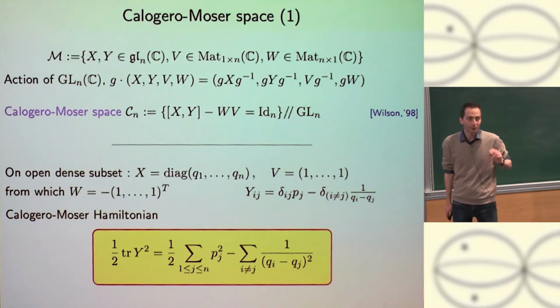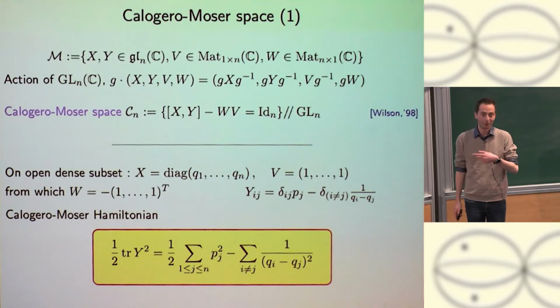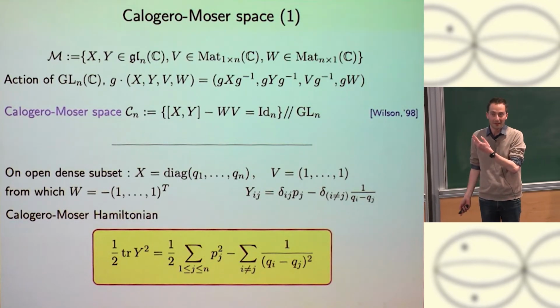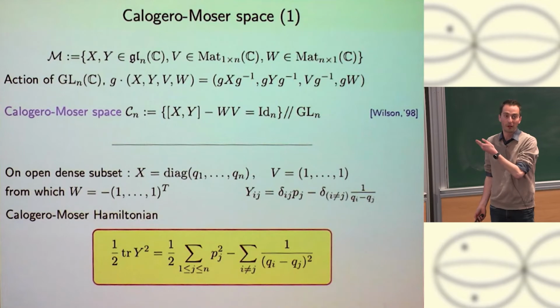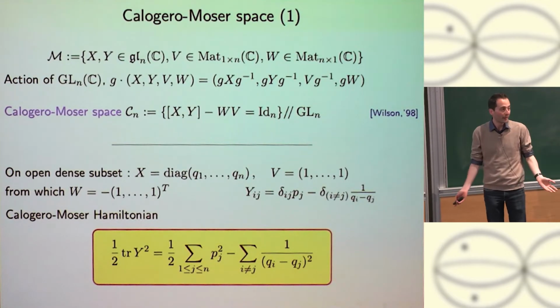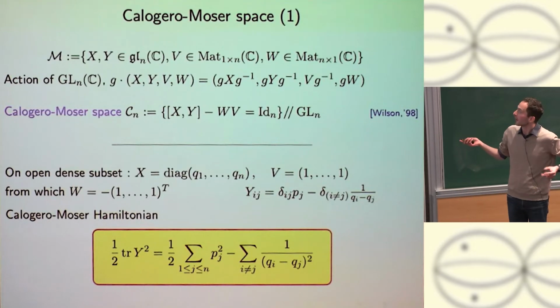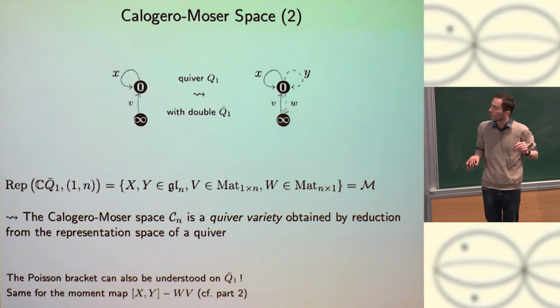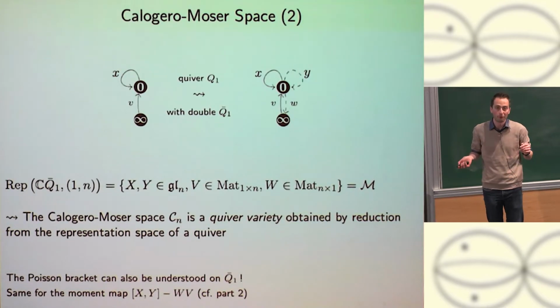So what I want to advertise is that maybe some of you who are used to quiver varieties will directly see the quiver, but really this phase space is just a quiver variety. So for generalization later, the point will just be to say, well, what kind of quivers can we take? Okay, so a very short crash course on this case if you don't know about these quiver varieties.